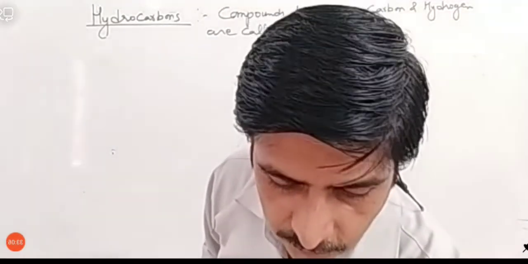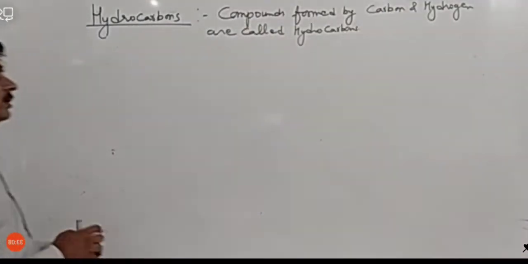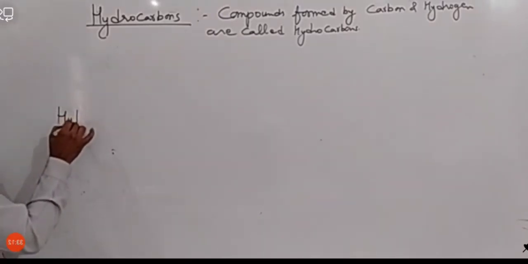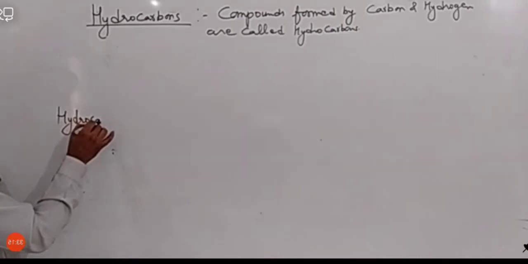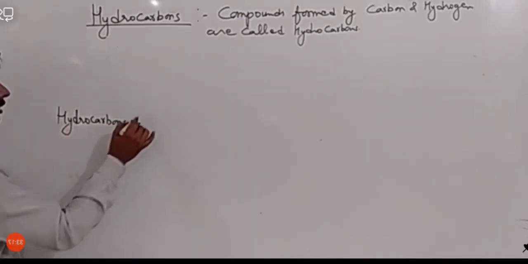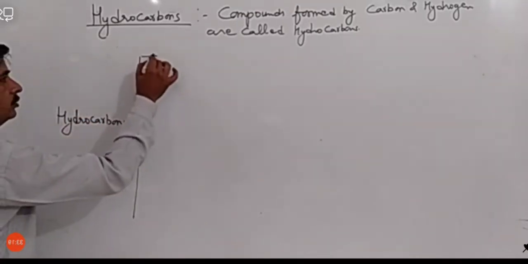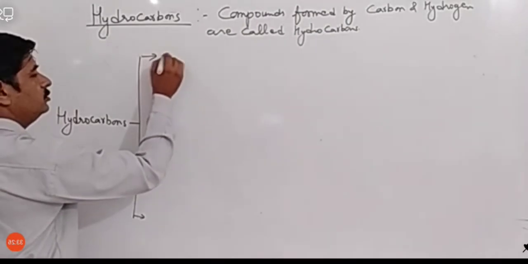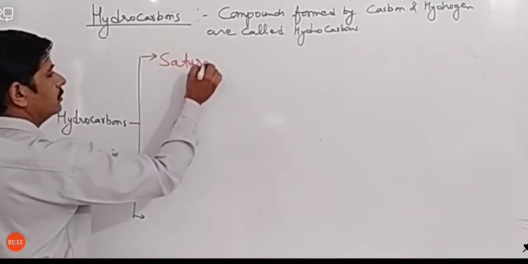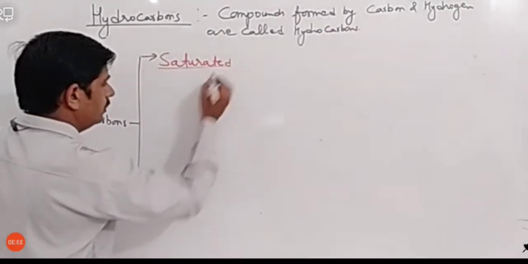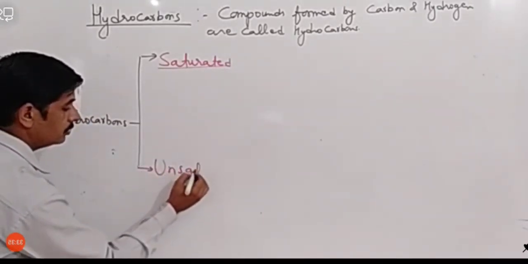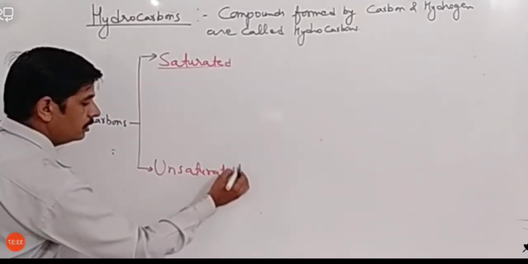Let's see. If we are talking about hydrocarbons, there are several types of hydrocarbons. So we can divide hydrocarbons into 2 types. We are dividing them into 2 types. One hydrocarbon is saturated hydrocarbon, and another type of hydrocarbon is unsaturated hydrocarbon.